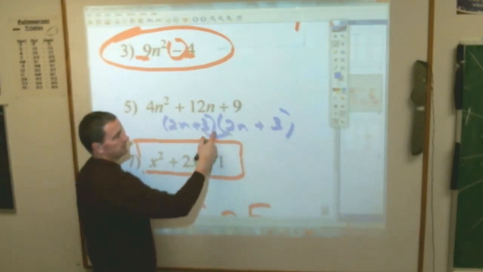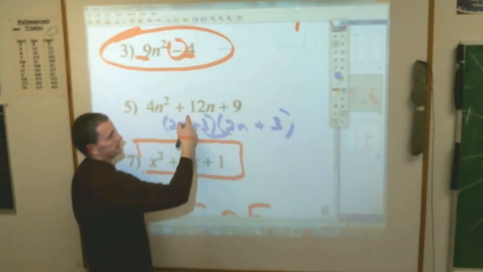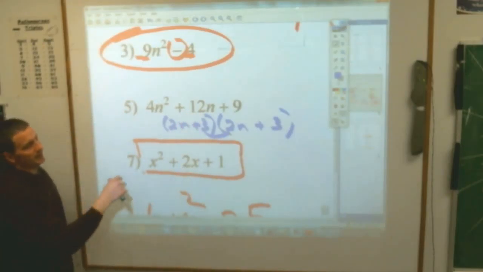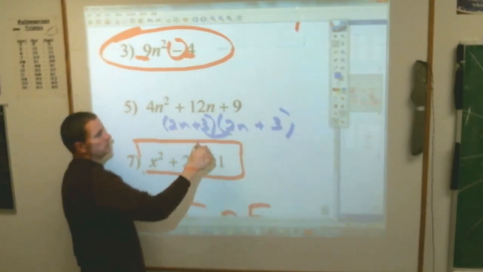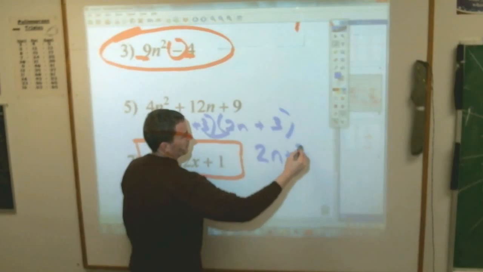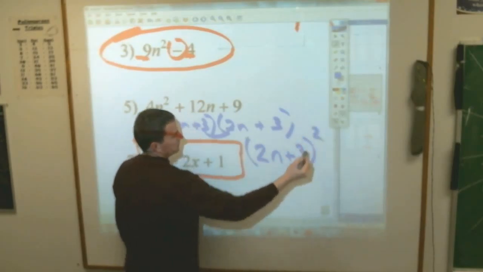2 times 3 is 6n, 3 times 2 is another 6n for another 12. These aren't really special case, but when you write the answer down to this, you could just write it as this, 2n plus 3 squared. So that's what it would be.